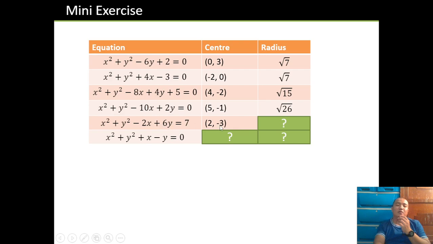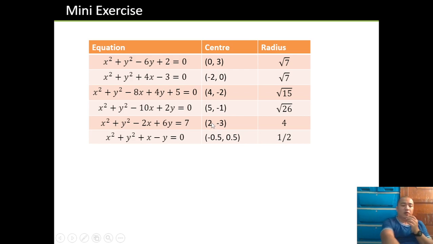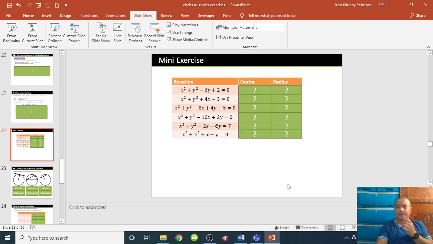Ito naman, 1, negative 3. Oh, wait, bakit to? Dapat 1, mali yung 2. Dapat 1 yan, typo error. Ito naman (0, negative 1/2), 1/2. Tama yan. So ito lang yung correction. Should be positive 1. Check natin.